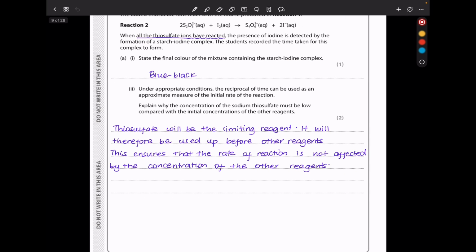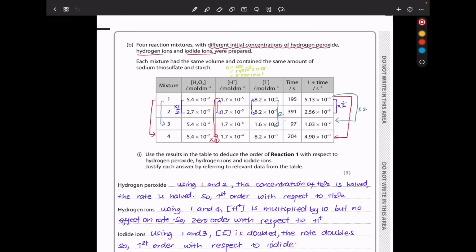And they say under appropriate conditions, the reciprocal of time can be used as an approximate measure of the initial rate of the reaction. Explain why the concentration of sodium thiosulfate must be low compared with the initial concentrations of other reagents. If it's made lower, then it's going to be the limiting reagent so that it can be used up. So I said thiosulfate will be the limiting reagent. It will therefore be used up before other reagents are. This ensures that the rate of reaction is not affected by the concentration of the other reagents.